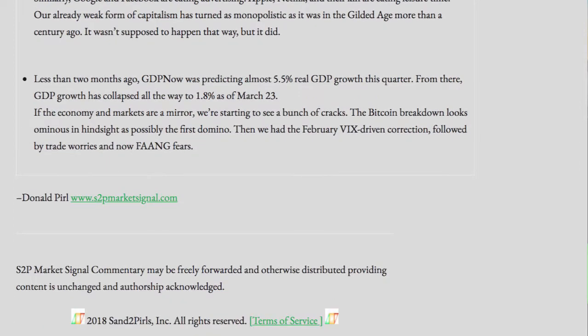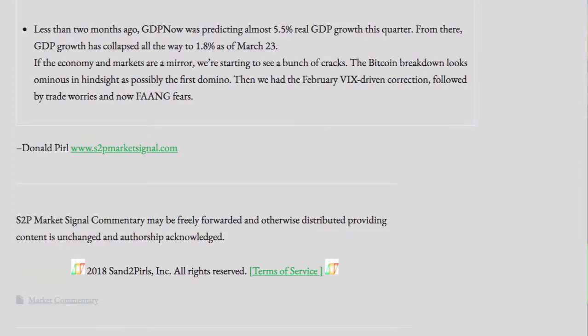Less than 2 months ago, GDP Now was predicting almost 5.5% real GDP growth this quarter. From there, GDP growth has collapsed all the way to 1.8 as of March 23rd. If the economy and markets are a mirror, we're starting to see a bunch of cracks. The Bitcoin breakdown looks ominous in hindsight as possibly the first domino. Then we had the February VIX-driven correction, followed by trade worries, and now FANG fears.